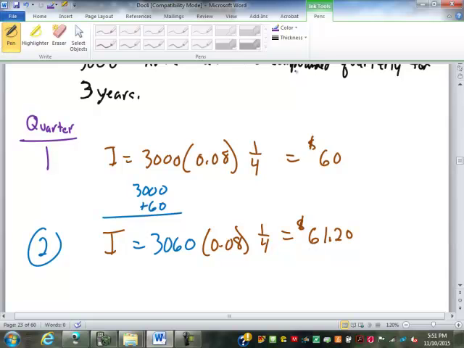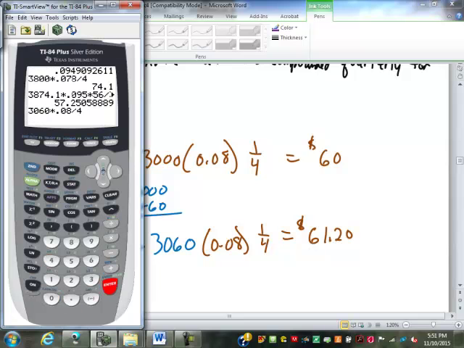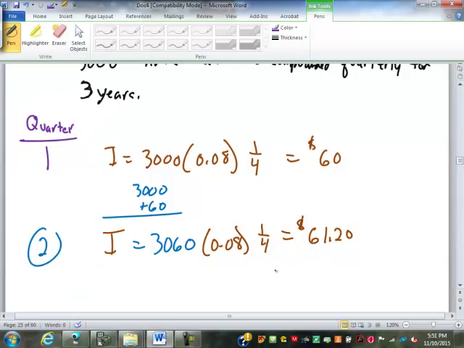Did I do that right? Let me try that. Yep, it is $61.20. Just making sure. Now, how many times would I have to do this to get through 3 years? 12 times. Quarterly is 4 times a year. For 3 years, it would be 12 times. I don't want to do this 12 times. So let's take a look at how we can make this shorter.